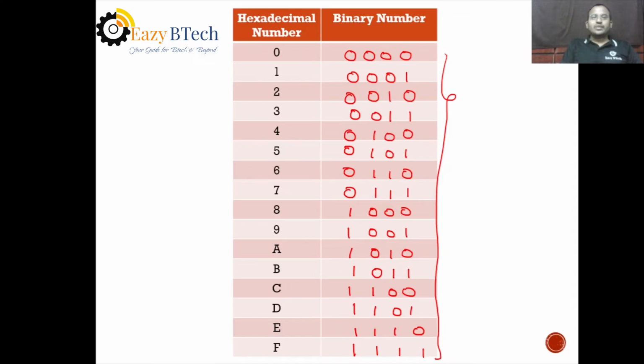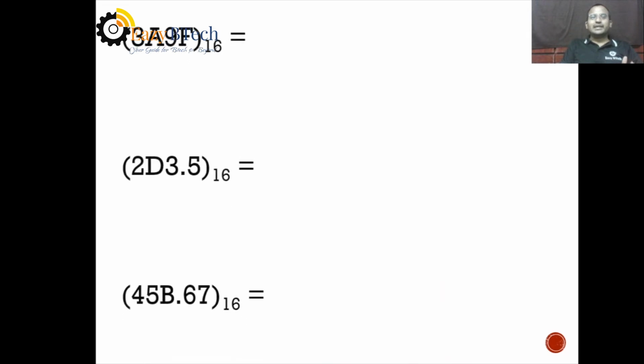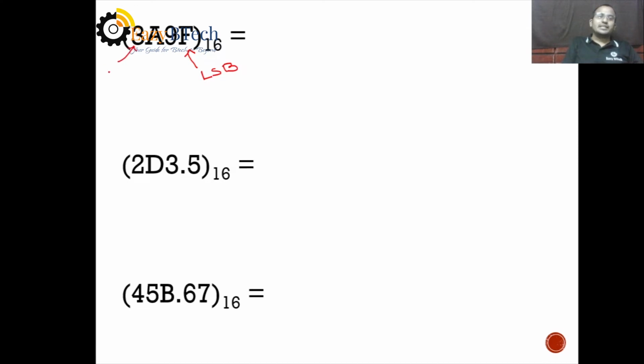Now next we will see how to represent a given hexadecimal number in terms of positional weights. As we have seen earlier, here it has only the integer part. The rightmost digit is called the LSB, least significant bit, whereas the leftmost is called the MSB, most significant bit. The LSB will have the least weight, whereas the MSB will have the highest weight. In a positional number system, the weights are of the form r power k.